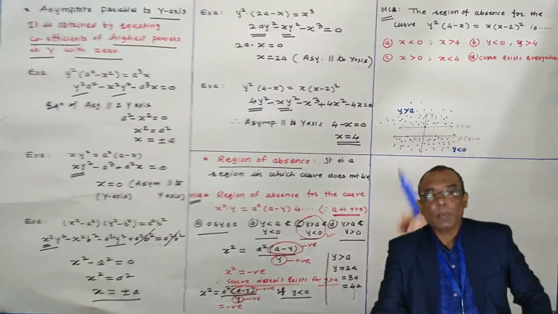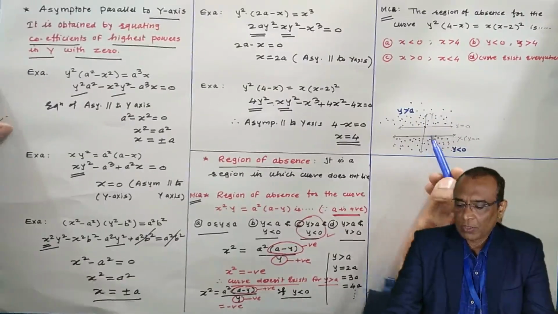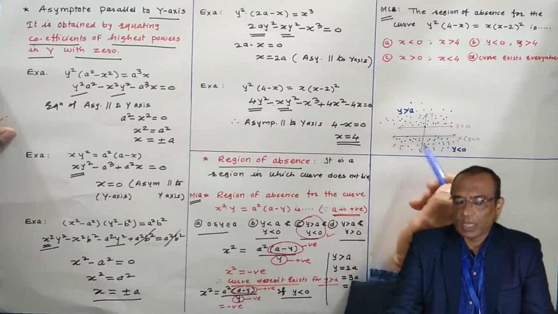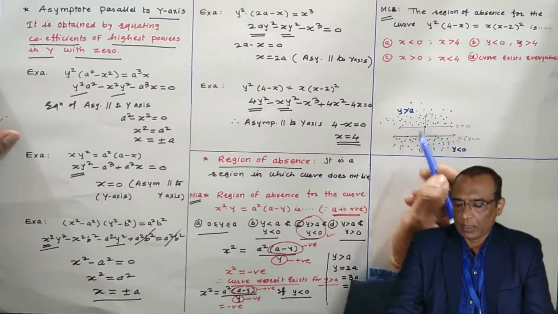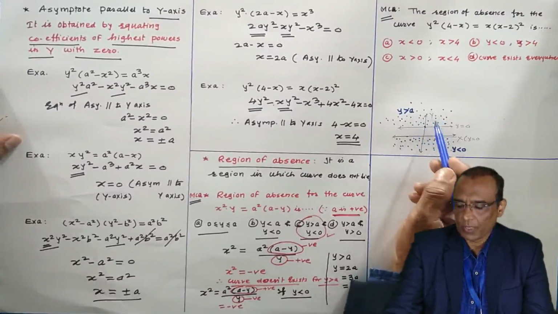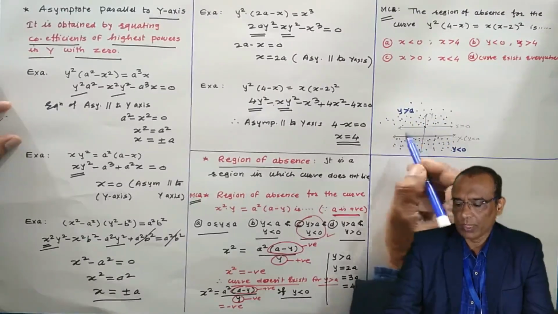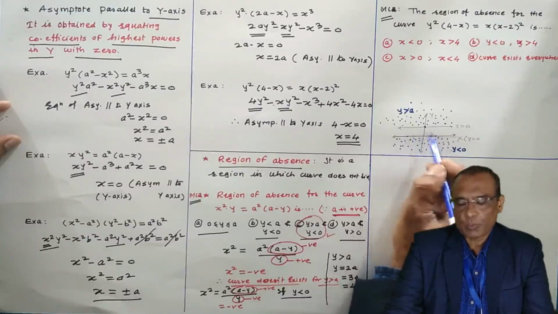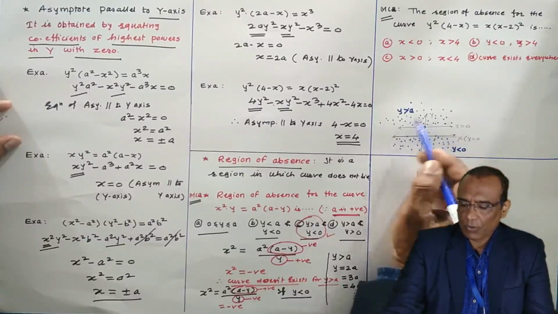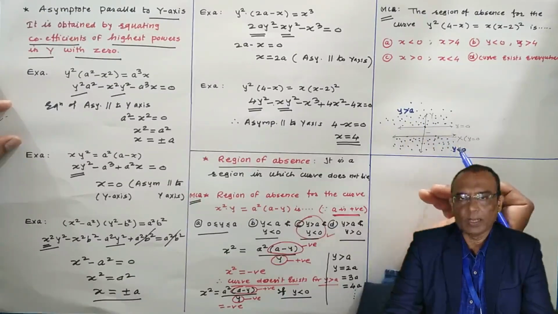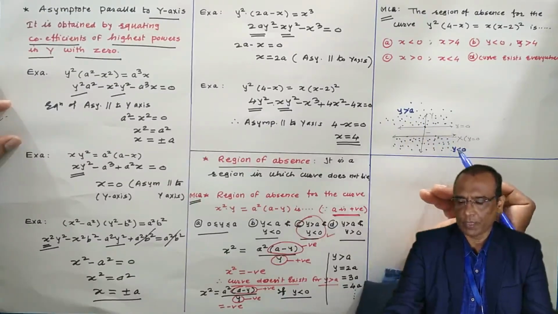So this is the region of absence. Means in the dotted portion, the curve will be absent. In this much portion only, the curve will exist. The region of absence we found: y greater than a and y less than 0 is the region of absence.